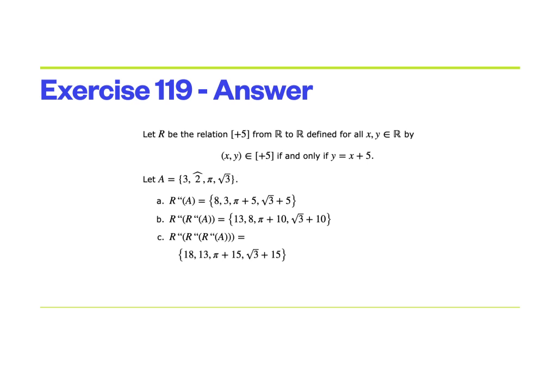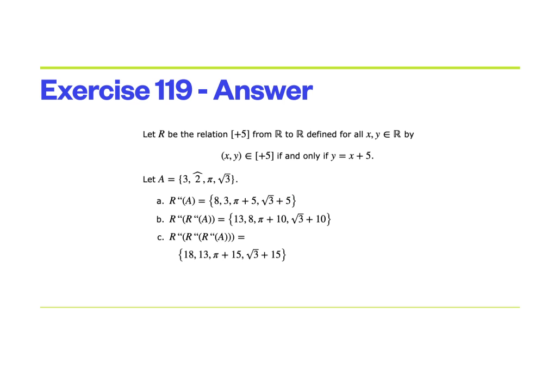Okay, here is the answer. We have a relation R. It is the +5 relation from real numbers to real numbers defined for all x and y. And x and y is an element of the +5 relation if and only if y is x plus 5. So if I want to put A into this relation, I simply take each of these numbers and I add 5 to them. So 3 plus 5 is 8, -2 plus 5 is 3, pi plus 5, square root of 3, square root of 3 plus 5.